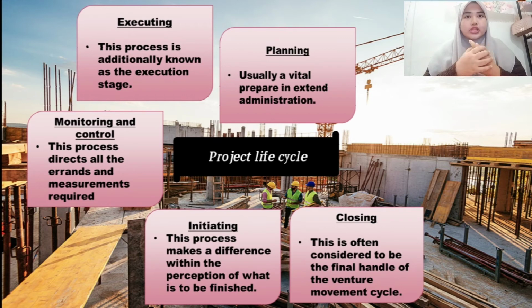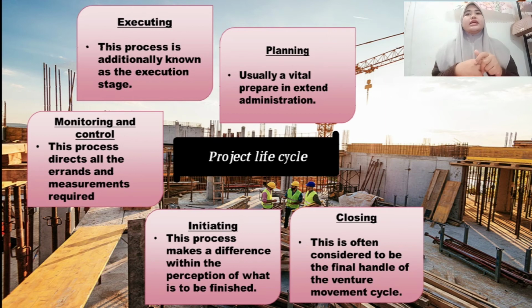Where this is often not performed, venture may be begun and carried out indiscriminately with no genuine express objective or objective. Second is planning. Usually a vital prepare in extent administration. The arranging handle is at the heart of the venture movement cycle and give direction to partners on where and how to embrace the venture.